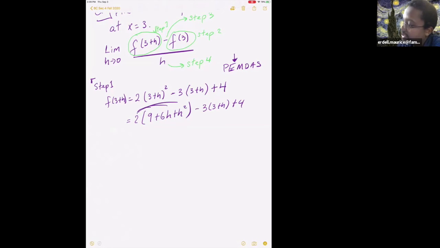So I fire 3 times. I've got to distribute to the -3, so I fire twice. 2 times 9 is 18. 2 times 6 is 12h. 2 times h squared is 2h squared. -3 times 3 is -9. -3 times h is -3h plus 4. We're not done yet.